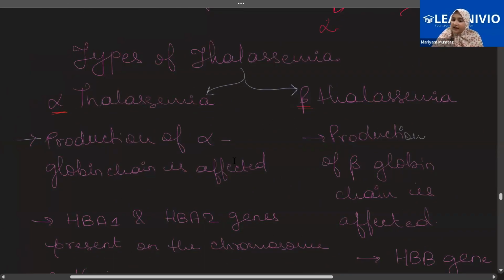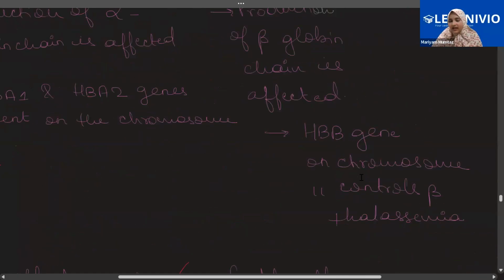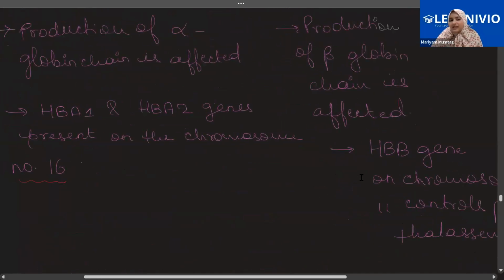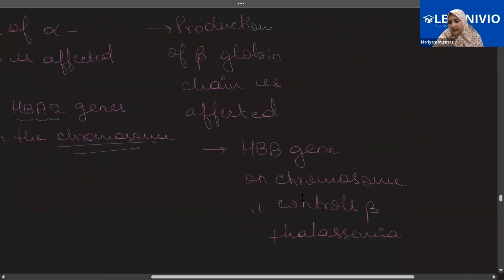Hemoglobin has an alpha chain and also a beta chain. So in alpha thalassemia, the alpha chain of the hemoglobin is affected, and in beta thalassemia, the beta chain is affected. You know that all the proteins have certain chromosomes that code for them. So HBA1, HBA2, these are the genes that are present on chromosome number 16. So this mutation happens on chromosome number 16 in our body, and beta thalassemia happens in chromosome number 11. Clear?